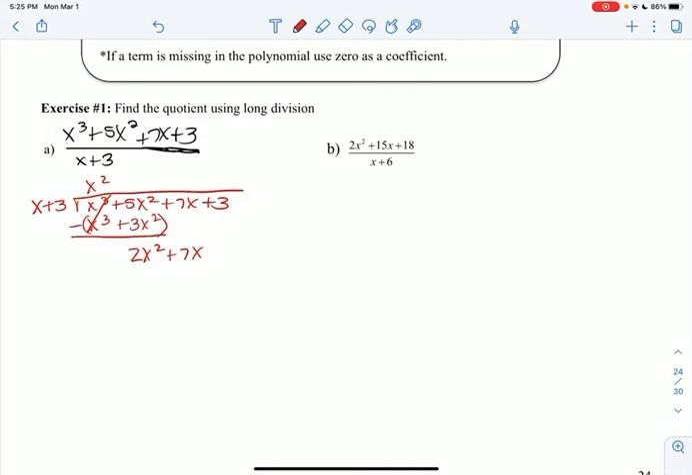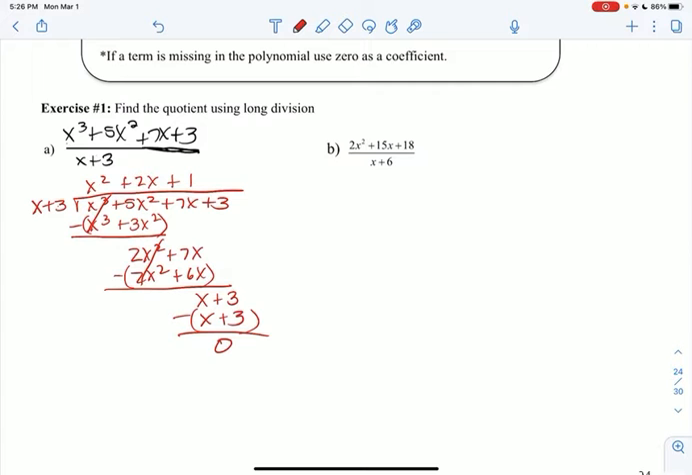Now x goes into 2x squared, 2x times. x times 2x is 2x squared. 3 times 2x is 6x. I subtract. These cancel. 7x minus 6x is x. Bring down the 3. And x goes into x one time. 1 times x is x, and 1 times 3 is 3. So when I subtract it, I'm left with nothing.